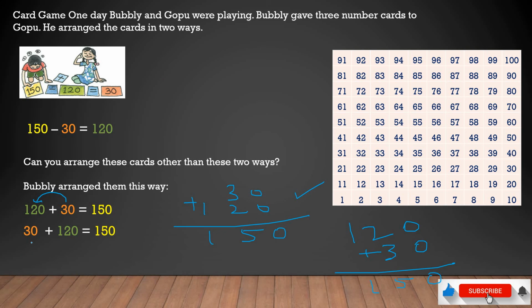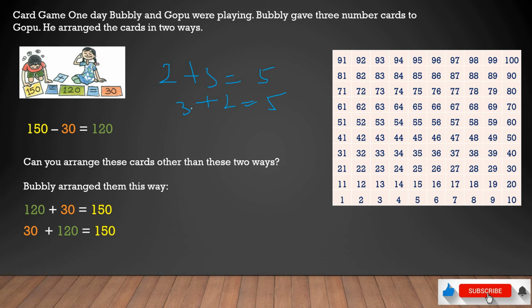It means these two numbers can be written one after the other with a plus sign. It will give you the same answer. If I take a very small example, 2 plus 3 will give us 5, or 3 plus 2 will also give us 5. So what we did, we changed the order of these two numbers. Here we wrote 3 before 2 and 2 came later after this plus sign, and we got 5. So 2 plus 3 is equal to 3 plus 2.